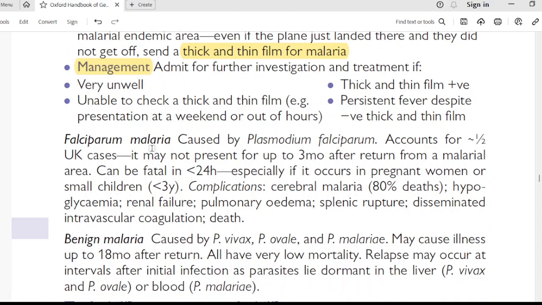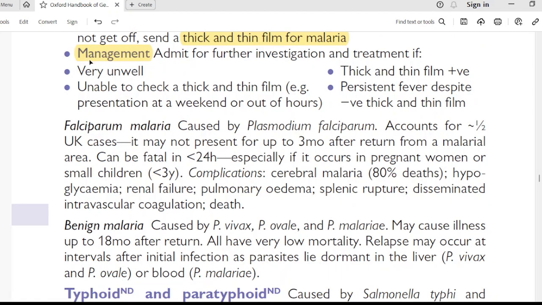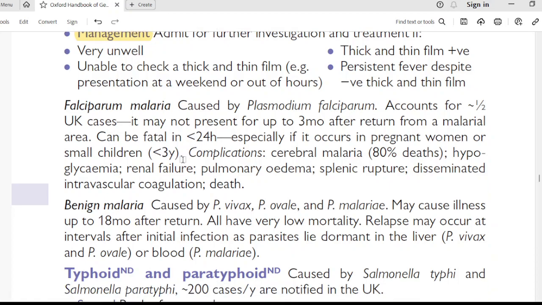Management. Admit for further investigation and treatment if very unwell, unable to check a thick and thin film, for example presentation at weekend or out of hours, thick and thin film is positive, or persistent fever despite negative thick and thin film. So in any of these cases, you have to admit for further investigation and treatment.